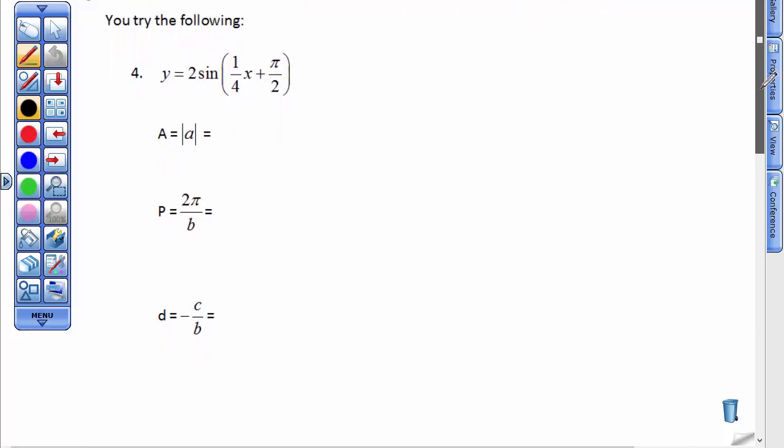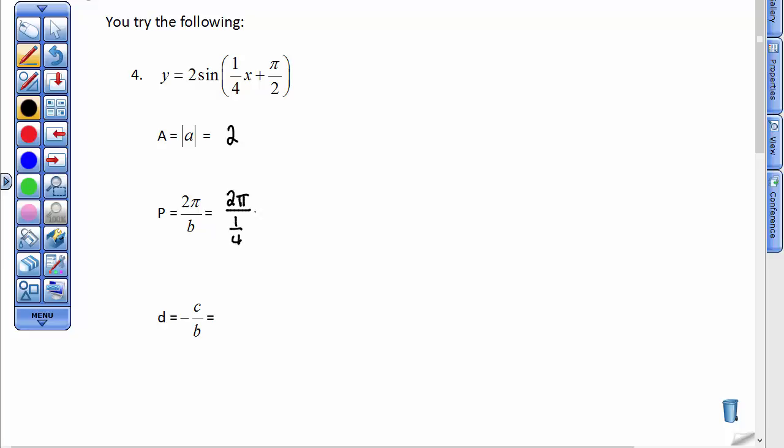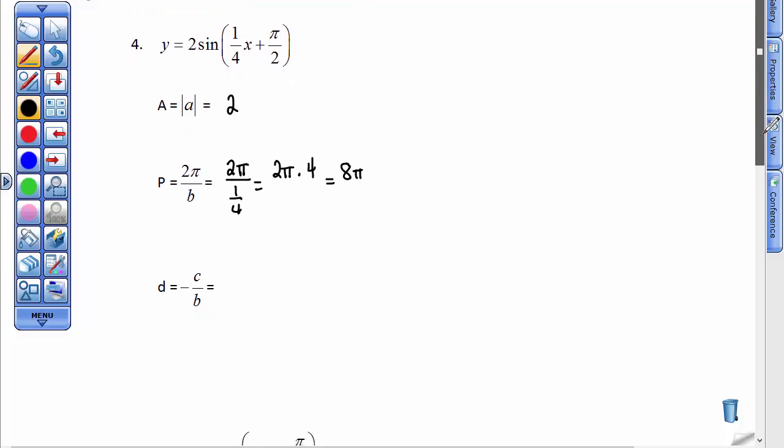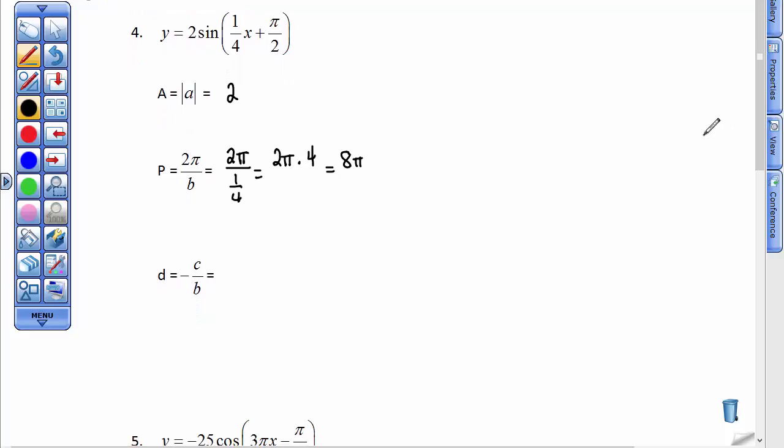This one's kind of interesting. So the amplitude is 2, the period is 2 pi divided by b, which is 1/4. So 2 pi times 4 over 1, or just times 4. So the period is 8 pi. It's kind of nice when these end up being relatively whole numbers, if you will.